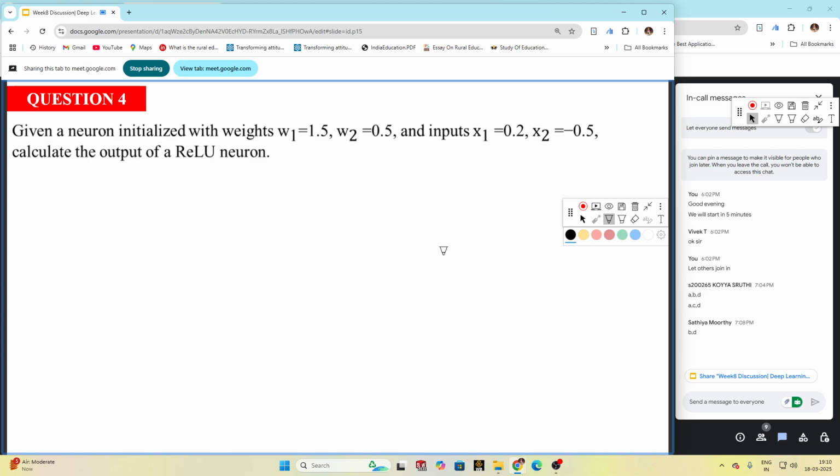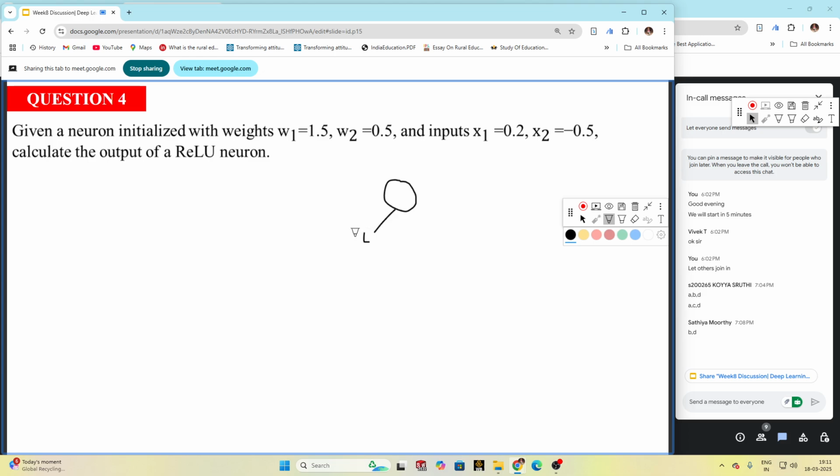So question number 4: given a neuron initialized with weight W1 equals 1.5, W2 equals 0.5, input X1 equals 0.2, X2 equals minus 0.5, calculate the output of the ReLU neuron. So how can you calculate the output of a ReLU neuron? For any neuron, how can you calculate the output?